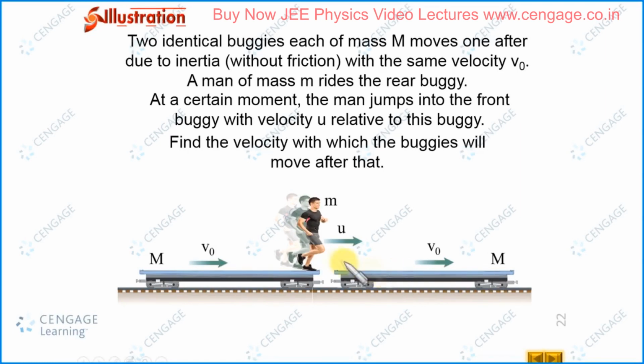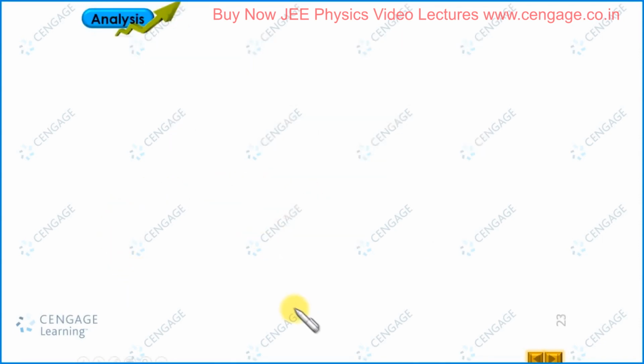You can observe here, after the process, this man will be on the front buggy. So here we need to find the velocity, that is a common velocity of the man and front buggy, and the velocity of the rear buggy. So first of all, let us analyze the rear buggy.